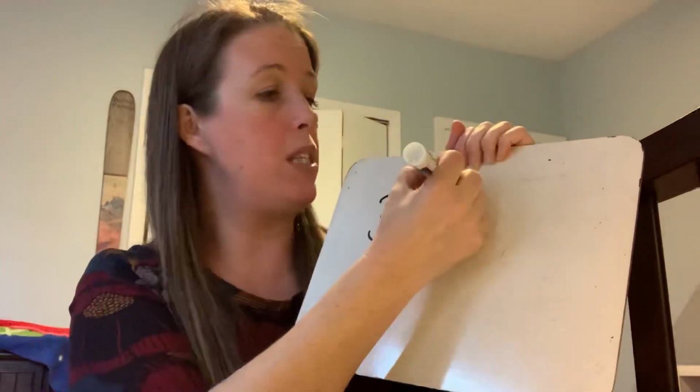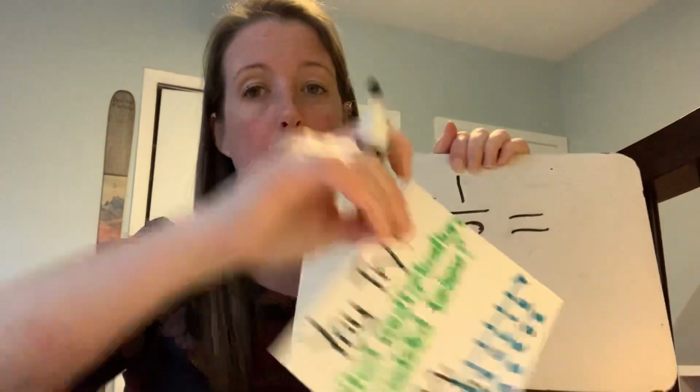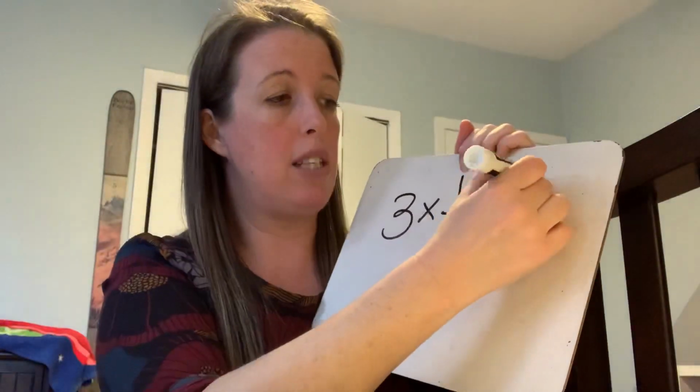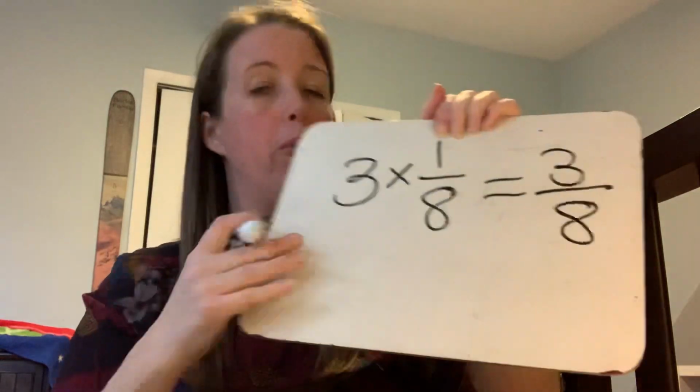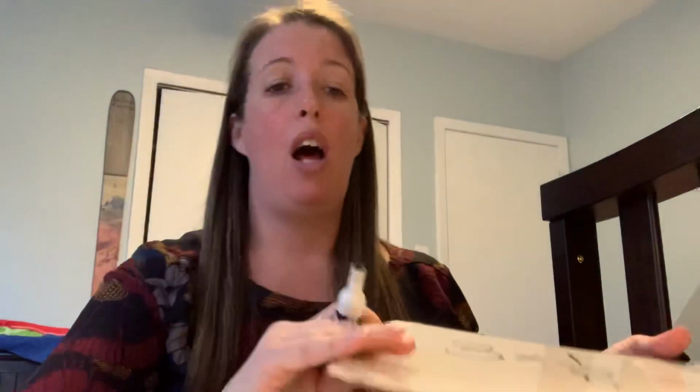So I had 3 jumps of 1/8. And if I look closely, where did I land? Right at that 3/8 that's boxed. So 3 jumps of 1/8 equals 3/8. All right, so that is modeling unit fractions using a number line.